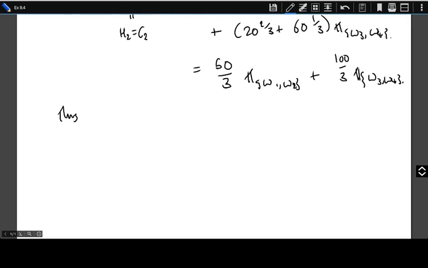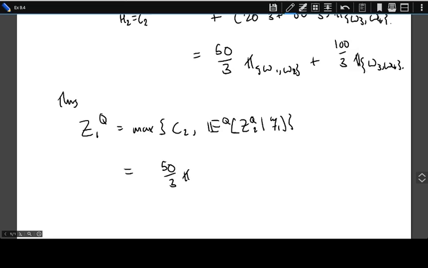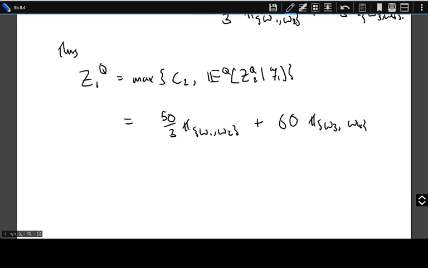Thus, working backwards to calculate the Snell envelope at time 1, which is the max of C1 and the expectation, it's equal to 50 over 3 on the event {omega 1, omega 2}, but on {omega 3, omega 4}, it's equal to 60, because 60 is larger than 100 over 3.